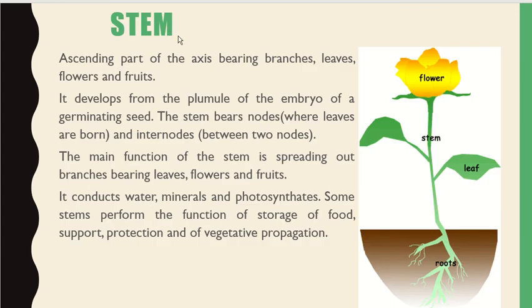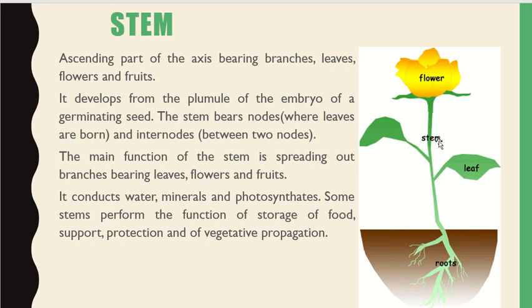Now what are stems? Stems are basically the ascending part of the axis, bearing branches, leaves, flowers and fruits, and it develops from the plumule. So the roots develop from the radicle and the stem develops from the plumule of the embryo, and the stem bears nodes. These are the nodes from where the leaves are born, and the internodes that are between two nodes.